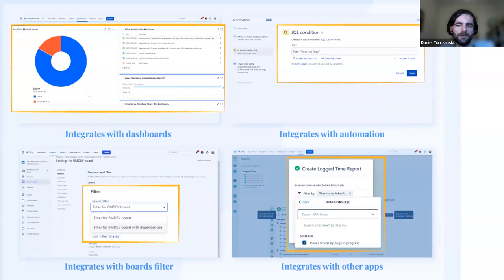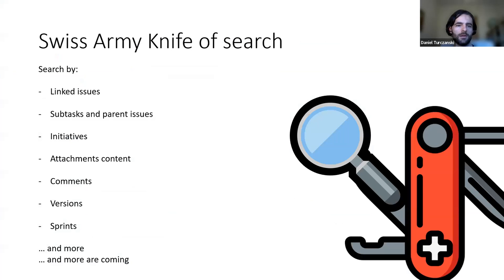Because we use the dynamic filters, you can still use the usual JQL integration points like dashboards, automation, board filters, and even third-party apps. And you know, with this large number of new keywords and functions, it becomes your Swiss Army knife of search, because you can search for linked issues, subtasks, initiatives. So there is good support for advanced roadmaps.